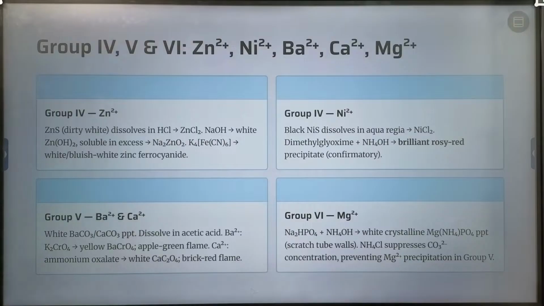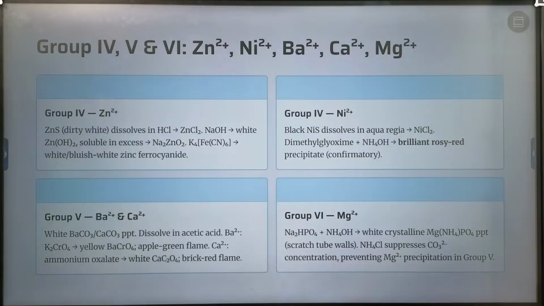So if it dissolves, then it is actually barium. And you take that solution, you add ammonium oxalate, you get a white precipitate, then it is actually calcium because it forms calcium oxalate. But the best method to distinguish barium and calcium is a flame test.